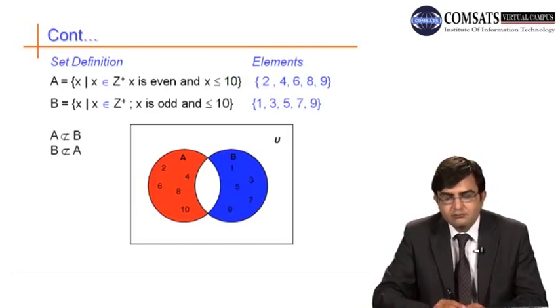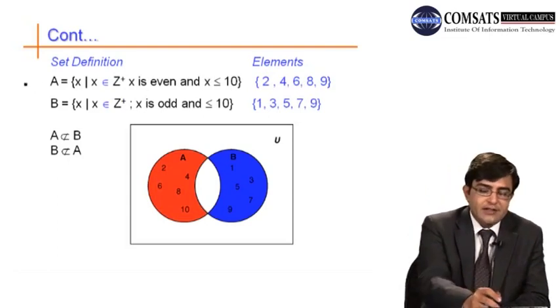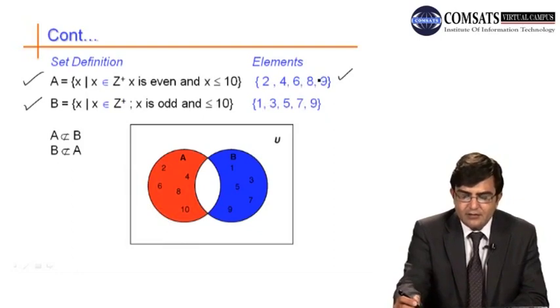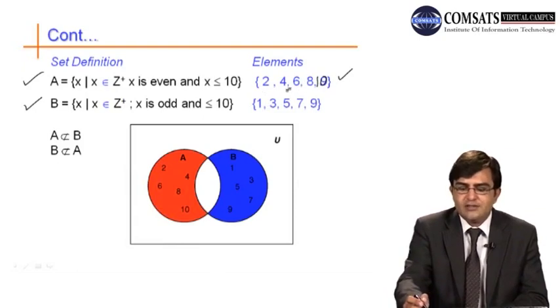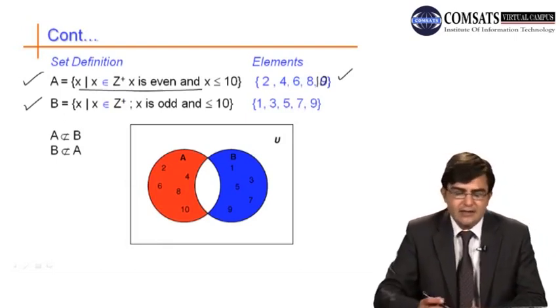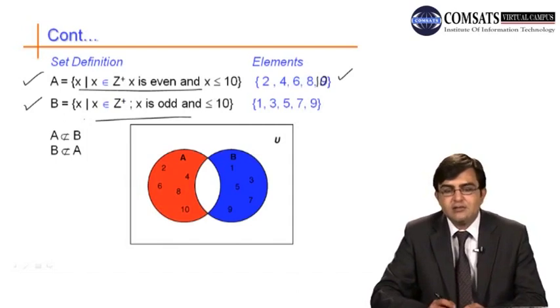Another example: if we have two sets A and B, A contains 2, 4, 6, 8, 10 and B contains 1, 3, 5, 7, 9. This set contains even integers less than or equal to 10, and this set contains odd integers less than or equal to 10. Now there is no common element in these two sets.